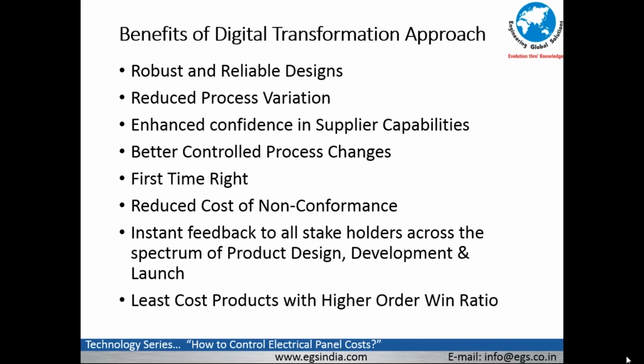So y is equal to f of x. Without changing the input, without changing the process, how can we expect a different output? Why? So the process variations can be reduced so that the near net output as desired by us or by our customer is protected. Enhanced confidence in supplier capabilities, better controlled process changes, first time right, reduced cost of non-conformance.